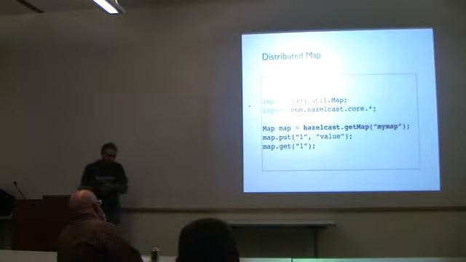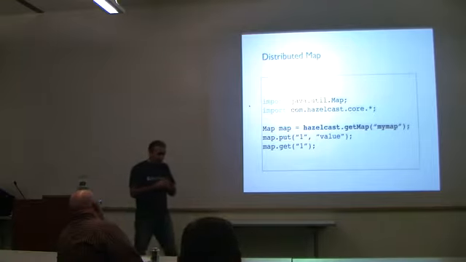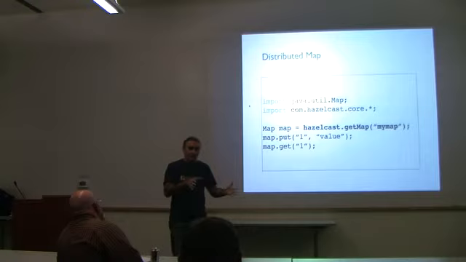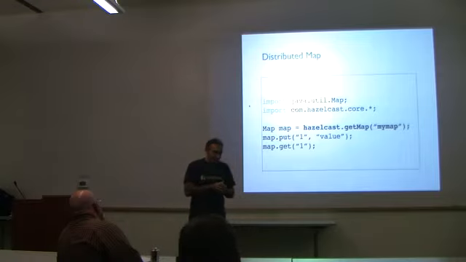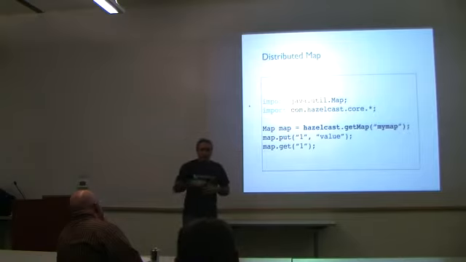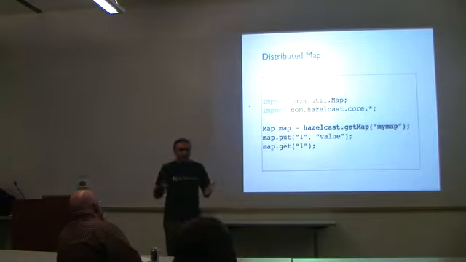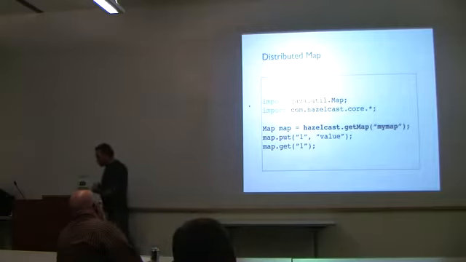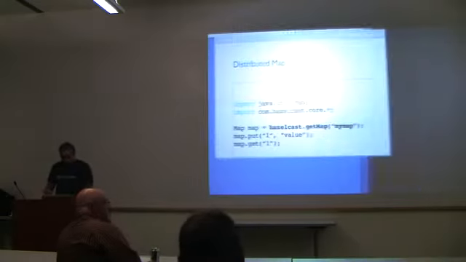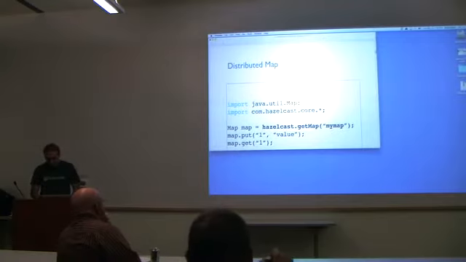I started Hazelcast 7 years ago as a distributed data structures project. We started with the distributed map. We had queue, atomic long, all the other data types. So let me do a quick demo first, and then make sure we all understand what it is, and then start.